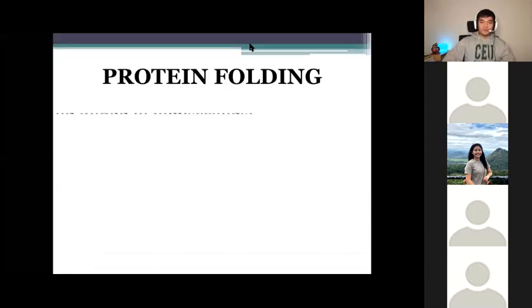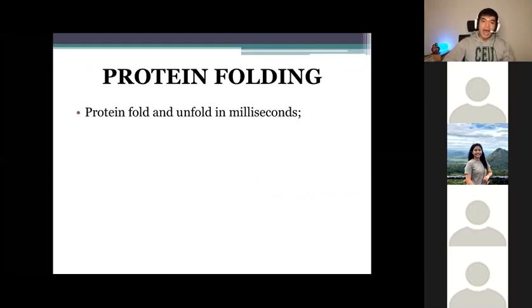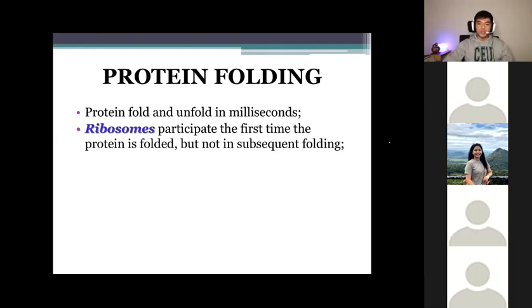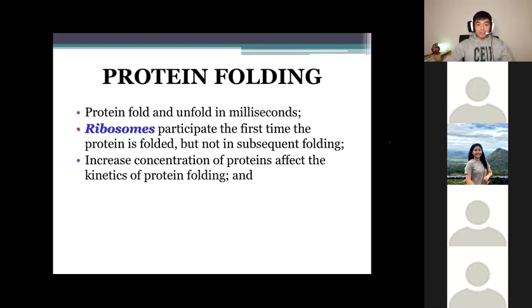Okay, so in protein folding, we discussed that protein folding happens in milliseconds. So when we say milliseconds, sobrang bilis. Kaya we can expect that in a short period of time, there will be numerous proteins that will be produced. And we discussed also that the ribosomes are the ones that produce nascent polypeptides. However, such formation is not yet enough kasi pag sinabing nascent, wala pa siyang kwenta. Wala pa siyang pakinabang sa ating katawan. That's right. So increased concentration of proteins affect the kinetics of folding.